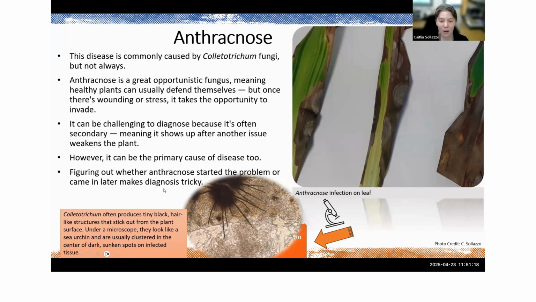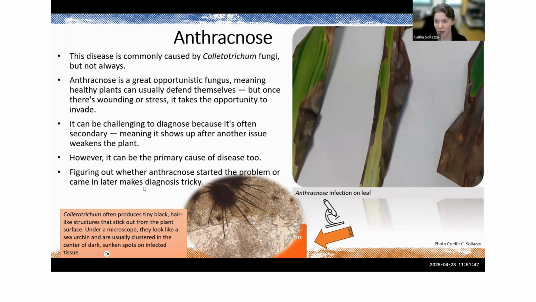And then under a microscope, this is what you're going to see. This is under a compound light microscope. They look like sea urchins. And this is a fancy fungal structure called an acervuli that produces the spores. But in reality, you just have these hairy setae. Some people say they look like eyelashes. I think they look like sea urchins. Not many things do this except for anthracnose. And to answer Kathy's question, yes, you can see them under a dissecting microscope.